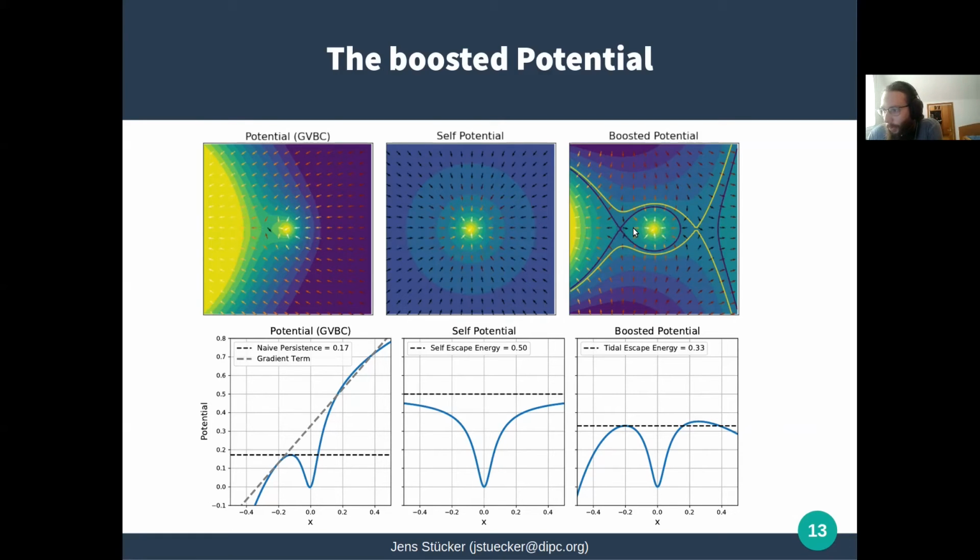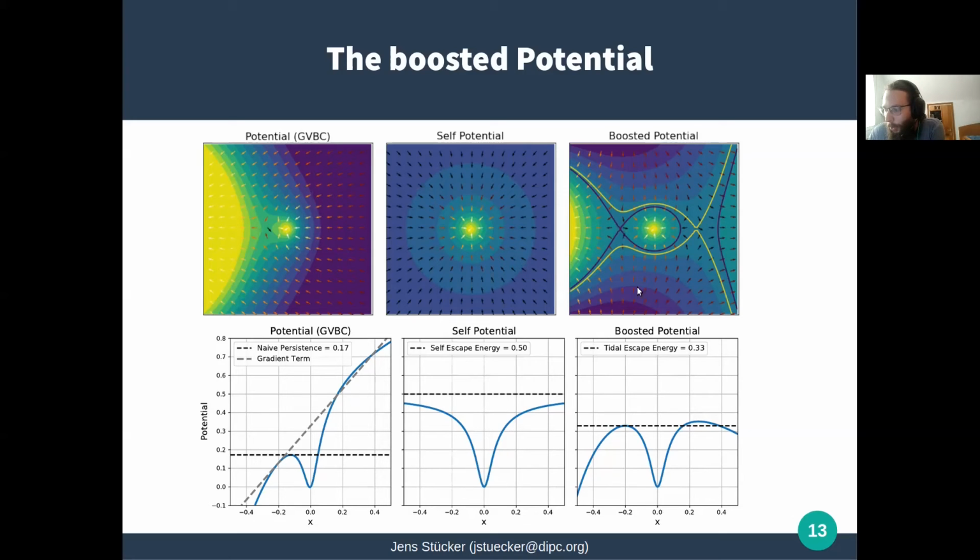But then I go further and further away, and the tidal field of the sun becomes more and more relevant. And at some point, these potential contours start opening up at the critical energy level. And if you then have a particle or a satellite on an orbit which has a higher energy level than that, you might in principle escape the gravitational potential of your Earth and start orbiting around the sun instead.